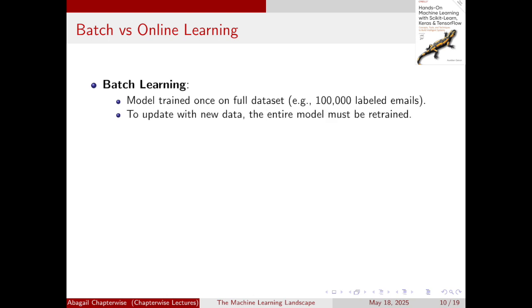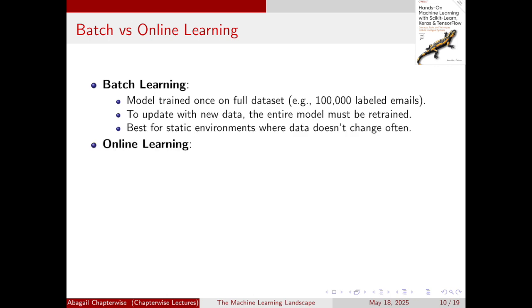If you later collect 10,000 new emails, you can't just add them to the model. You have to retrain the entire system from scratch using both the old and the new data. This is why batch learning is sometimes called offline learning. It's not continuously updating. This method is reliable and efficient when data doesn't change often. But it can become impractical when new data is constantly arriving or when retraining is too slow or too expensive.